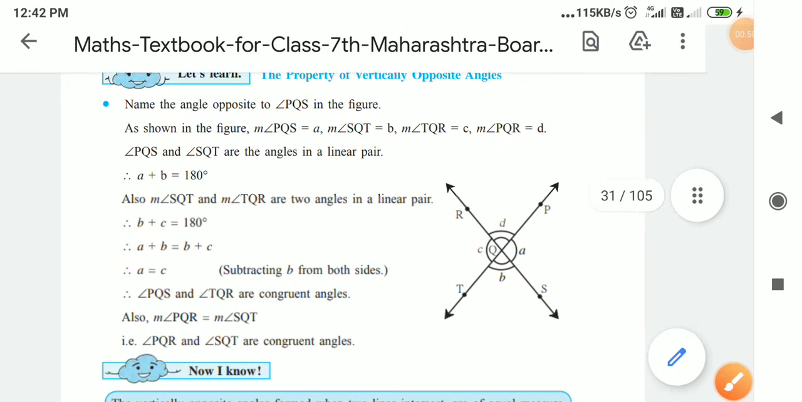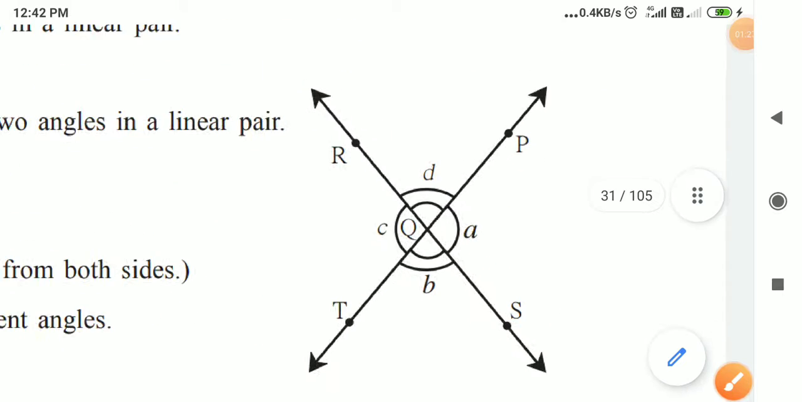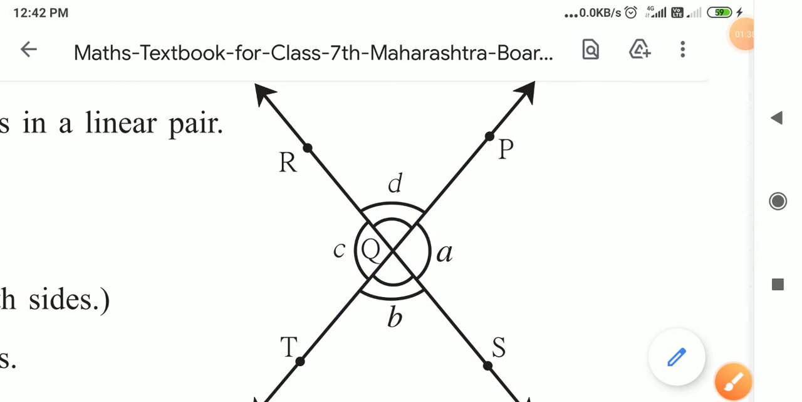Here we have to write RQT. As shown in the figure, PQS is equal to A. SQT is B, which is given here. TQR is C, and PQR is D. So the measures of all these angles, PQS, SQT, TQR and RQP, are given as A, B, C, D.